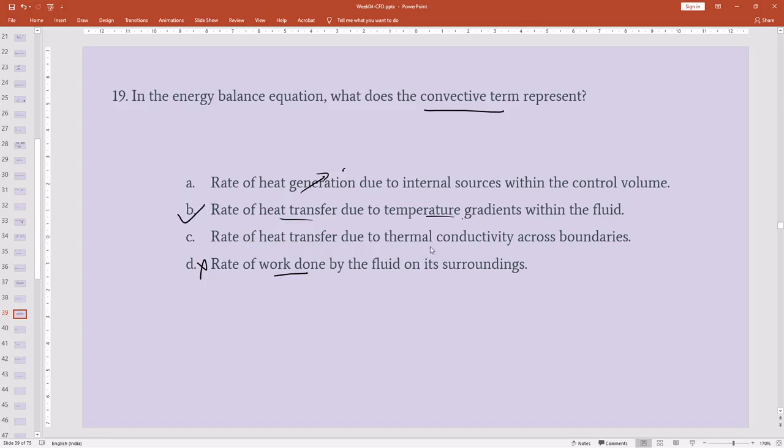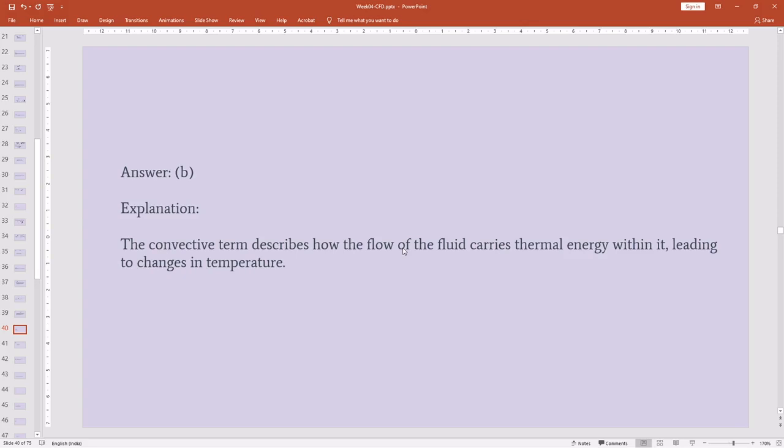If you look at option C, it is talking about thermal conductivity. Thermal conductivity mainly has dominance in diffusion, that is, conductivity in conduction problems. That is diffusion. So option B is our answer.